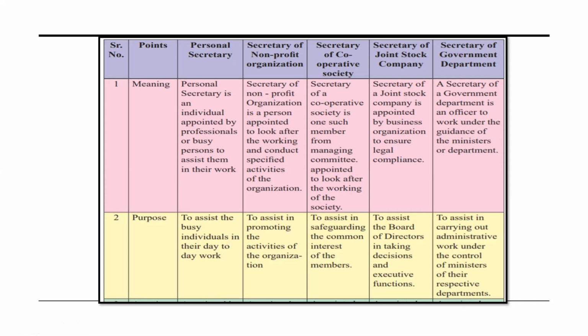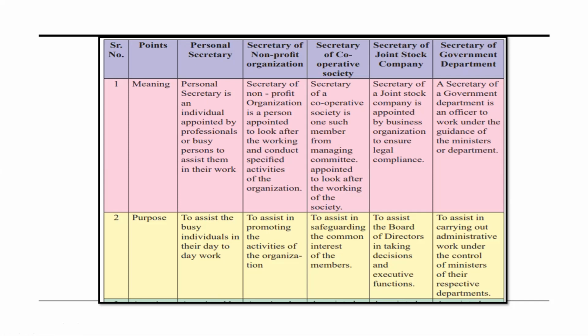So all this we had already seen when I was explaining all the types of secretary. You can write all this in your own words as well, but see to it that the meaning should match. There were 3 P's, correct? Out of that, the second point given in your textbook is purpose. So what is the purpose of a personal secretary? To assist or help the busy individuals in their day-to-day work.